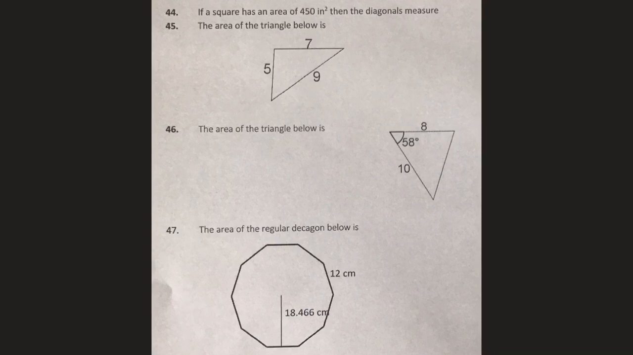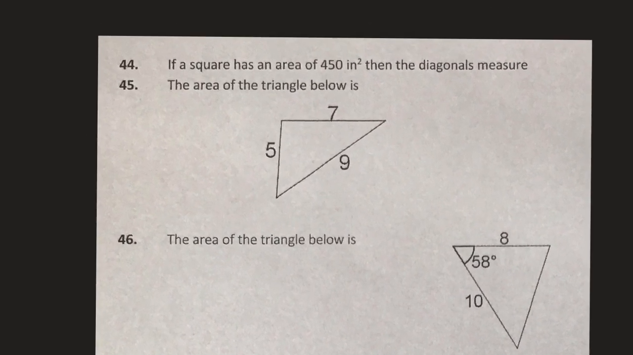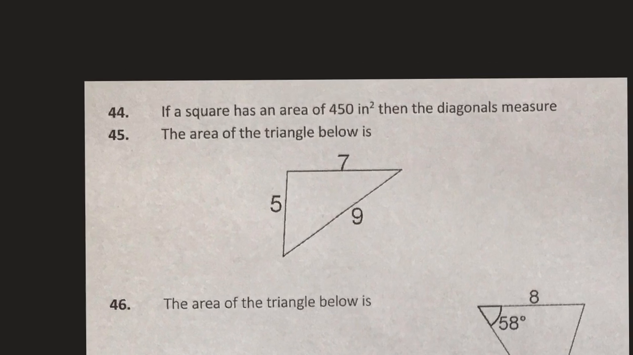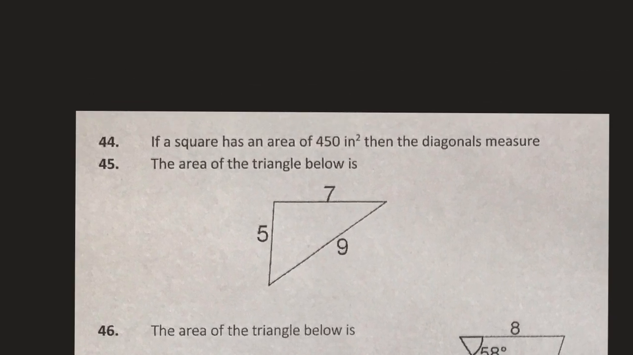Okay, here's 44 through 48. If a square has an area of 450, then the diagonals measure what? Well, okay, let's draw this. Because our square is a pretty special shape, right? A square has a couple of formulas.